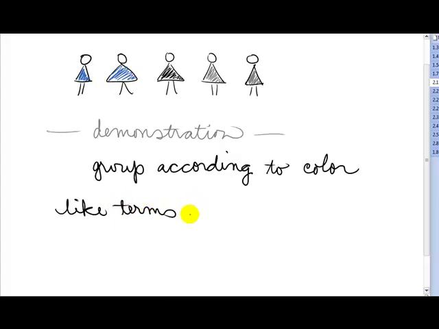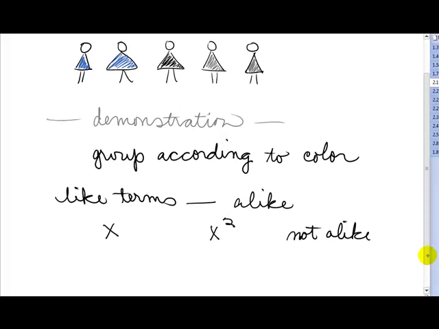Like terms are things that are alike. And for us, when we're talking about variables, we're talking perhaps x and x squared. And these two are not alike, because like terms have the same variable and exponent.